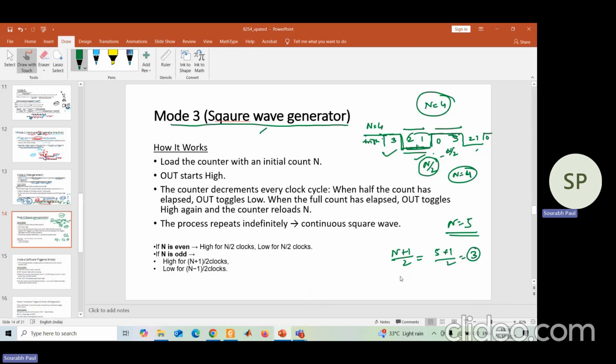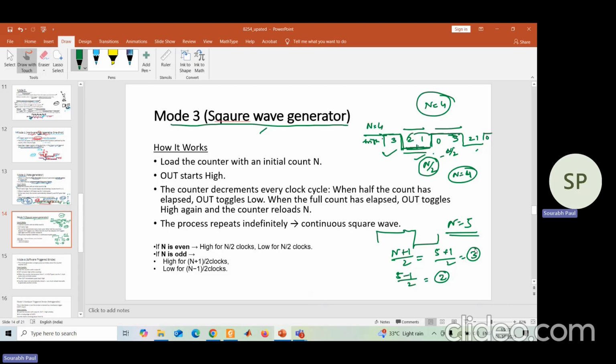And it will be low for (n minus 1) divided by 2. For this particular example, 5 minus 1 divided by 2, that is 2. Okay. So it will be high for 3 cycles and low for 2 cycles, if the value of n is odd, or n equal to 5 if you consider.